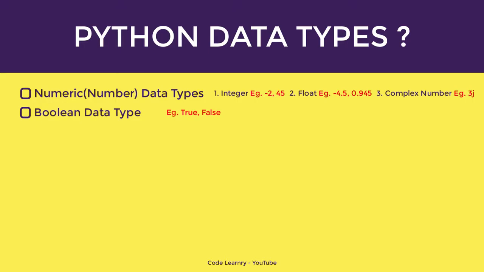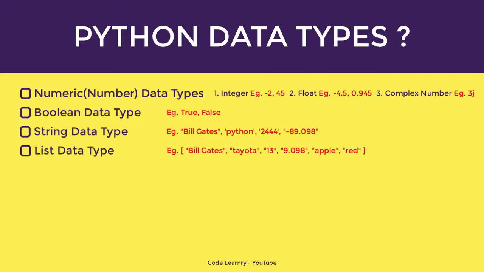A sequence is an ordered collection of similar or different data types. The Python programming language has the following built-in sequence data types. A string is a collection of one or more characters put in single, double, or triple quotes. A list is an ordered collection of one or more data items of the same or different kinds put in square brackets. A set is an unordered collection of unique items.